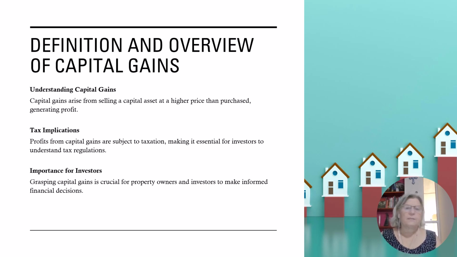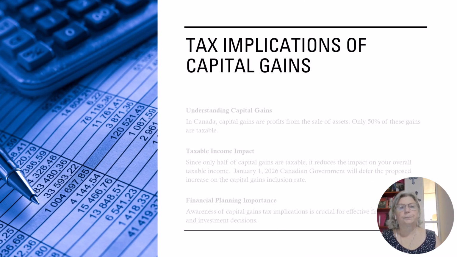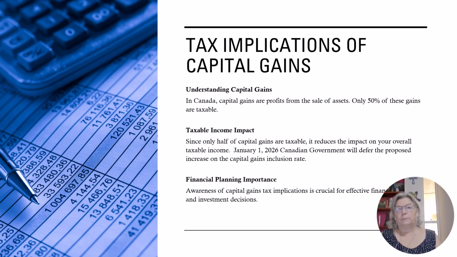It's really important that you grasp capital gains because it can have a significant impact. Are you paying income tax on gains at 50%? Are you paying income tax on gains at 100%, or are you not paying any tax because it's your principal residence? Capital gains under tax are profits from the sale of assets. Right now, only 50% of those are taxable, included in income. So if you had a capital gain of 100,000 times 50%, 50,000 would go onto the Schedule 3, and you would pay tax on that.